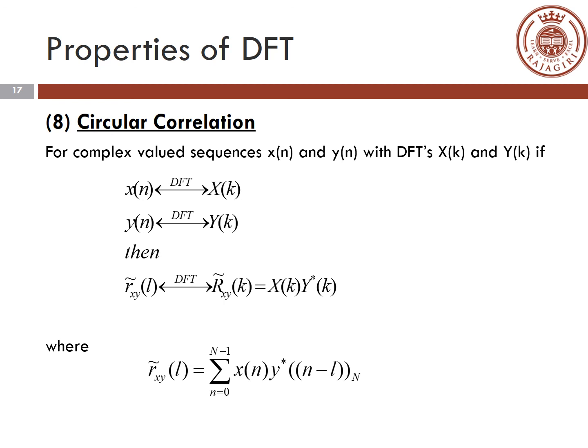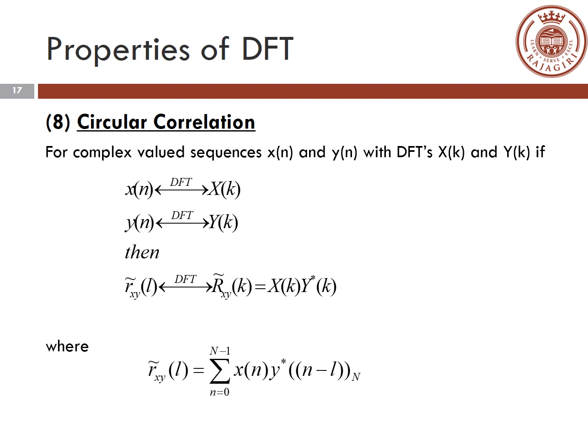Rxy of L is the correlation of two signals x and y. So how is it represented? The basic equation for correlation of two signals x of n and y of n is given as sigma n equal to 0 to n minus 1 x of n y conjugate of n minus L. Now that n minus L is not the linear shift, it is a circular shift.